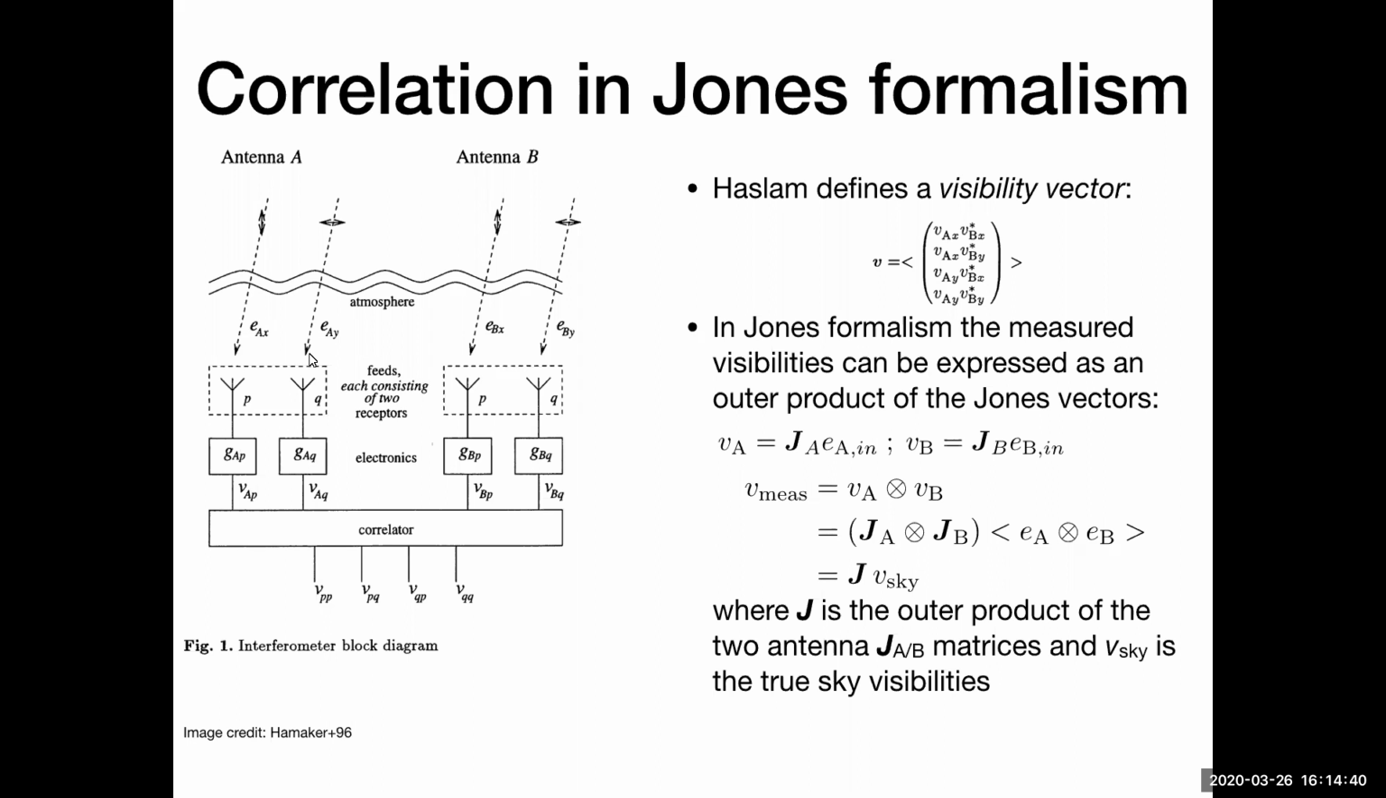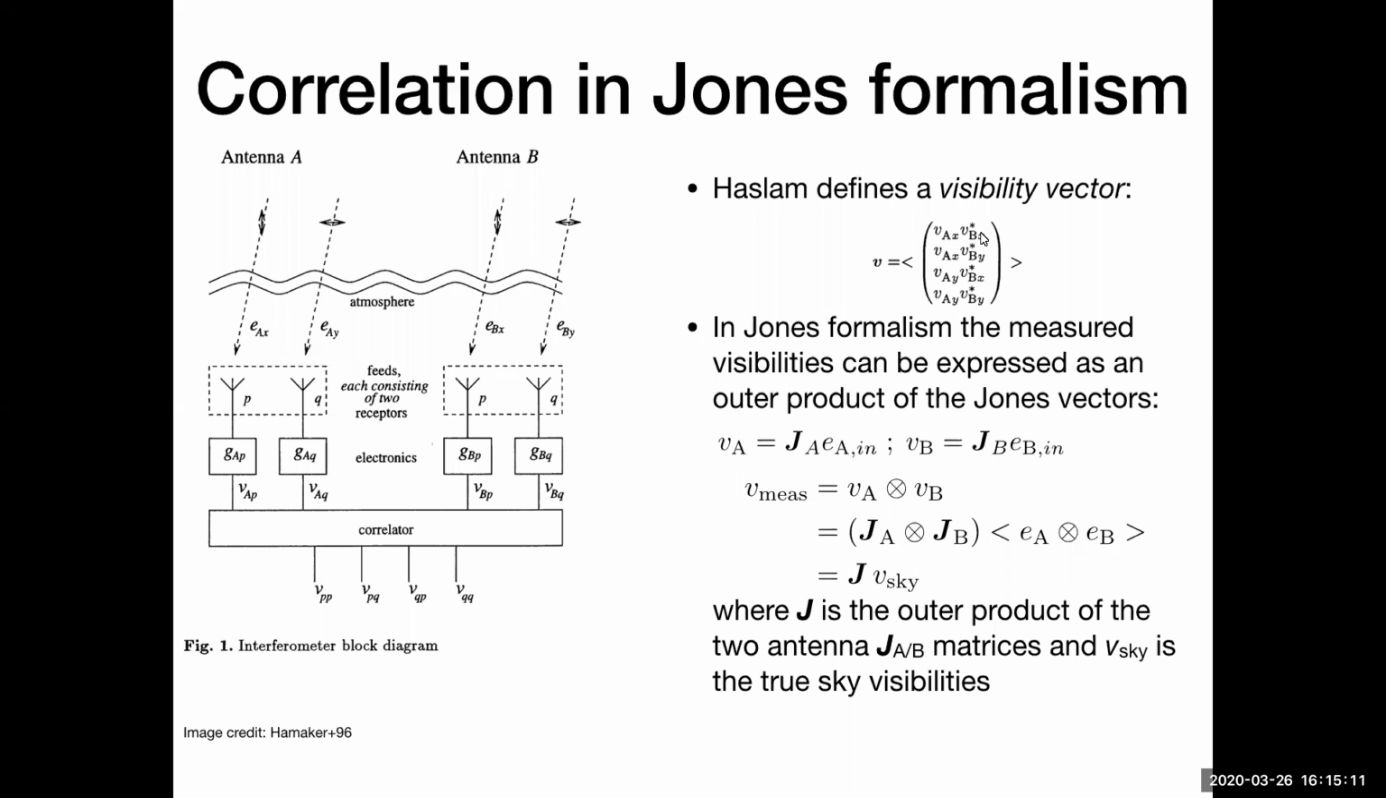And so the mathematical structure, which I appreciate not everyone will be interested in. I rather like this because I think it's beautiful, but as background, Haslam ends up defining this visibility vector. These are all the products, which are the correlations essentially. The correlations of the two signals can basically be expressed as a product of Jones vector elements.